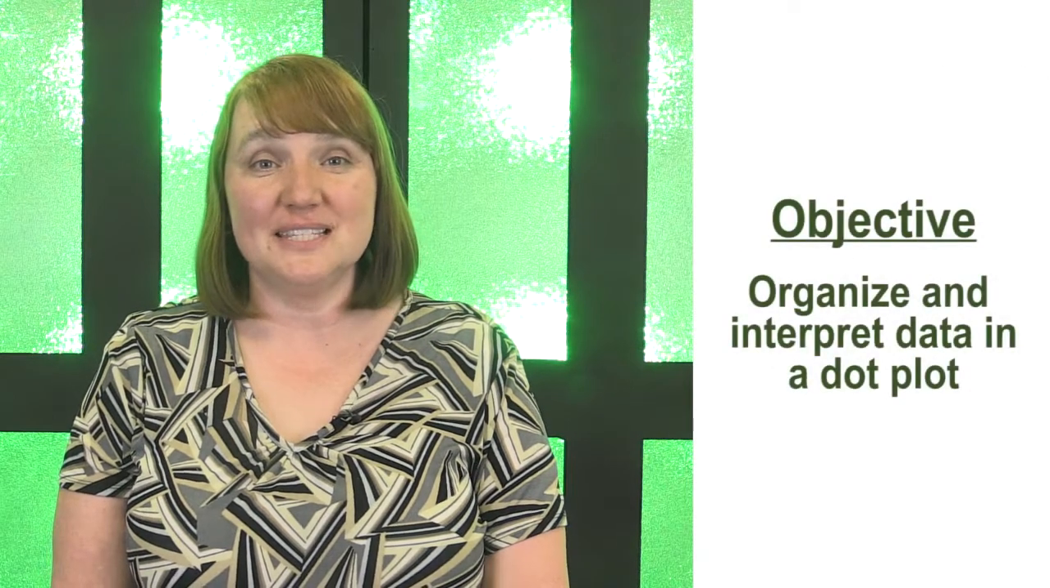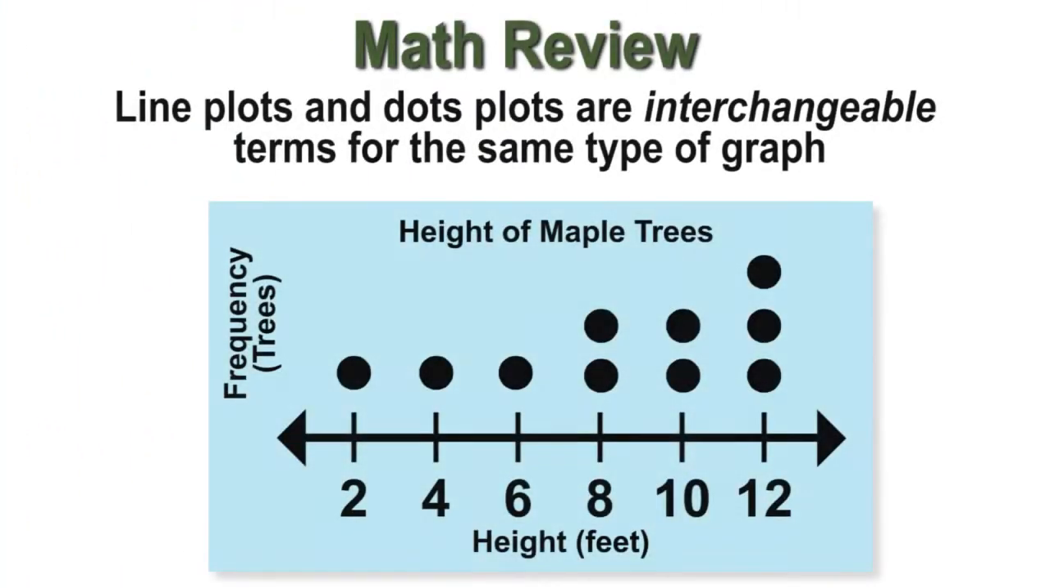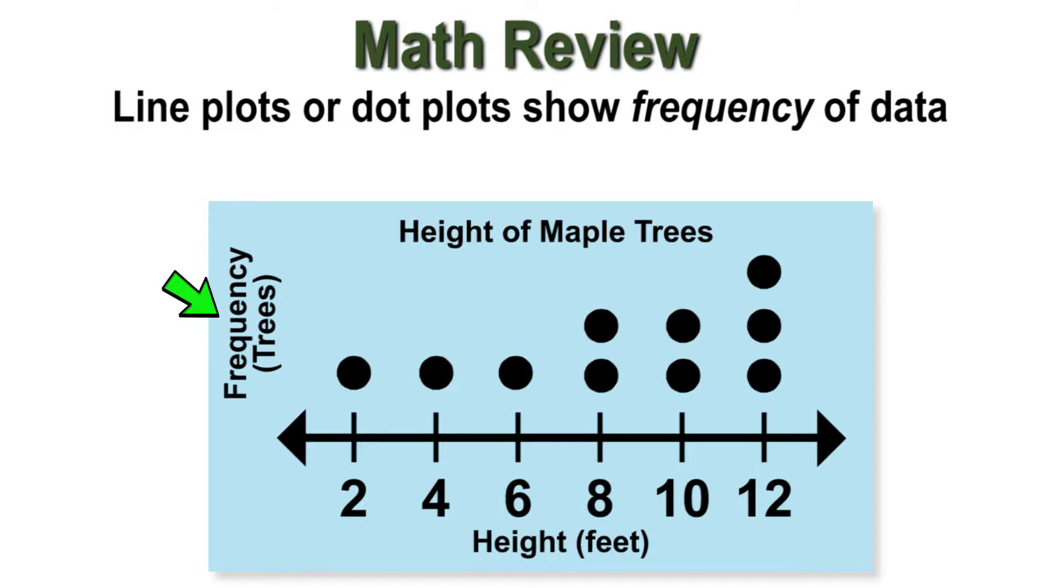The objective of this lesson is to organize and interpret data in a dot plot. Line plots and dot plots are interchangeable terms for the same type of graph. Graphs are tools used by statisticians to analyze data. Line plots and dot plots may show the data using a dot or an X over a number line. Line plots or dot plots show the frequency of data.